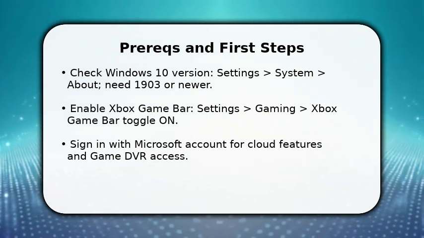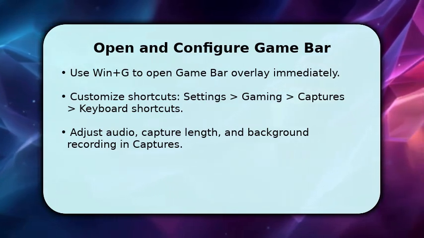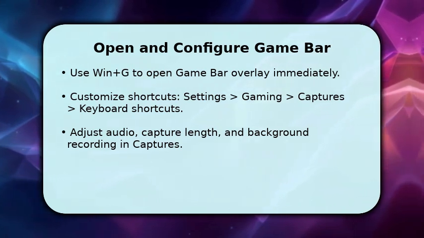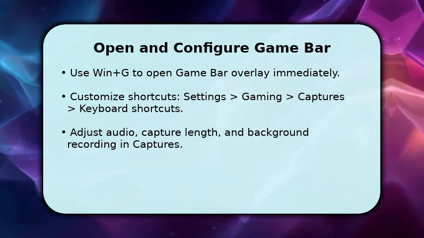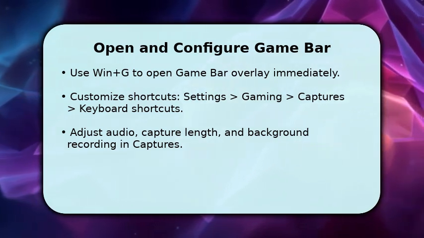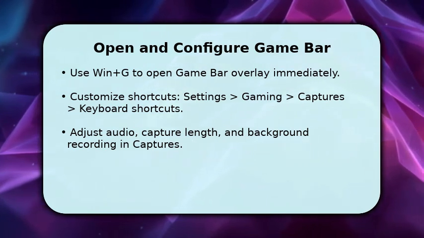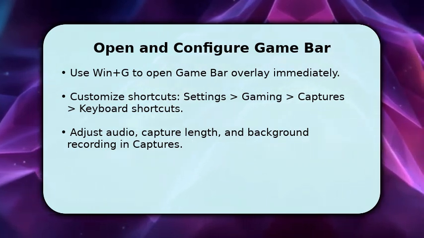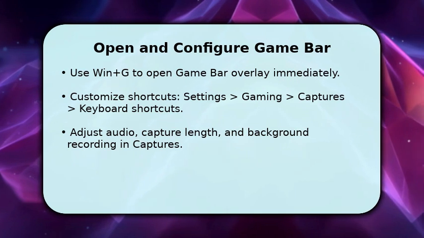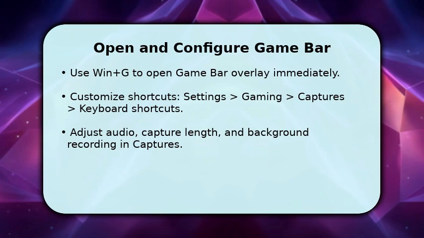Now you'll open and configure the interface so it works the way you want. Press Win+G to summon the game bar overlay. If nothing appears, confirm the toggle is still on. Once visible, choose widgets for capture, audio, and performance. Click the settings cog to set capture length, frame rate, and background recording options. You can also remap keyboard shortcuts under captures for quicker start/stop. These settings directly affect recording quality and performance, so tweak them based on your hardware and storage constraints.